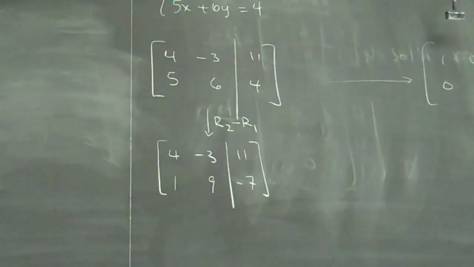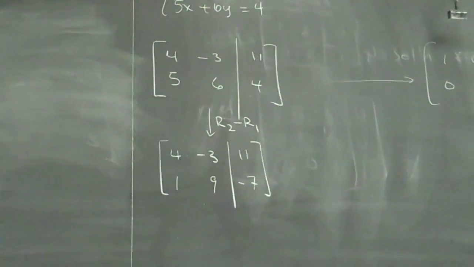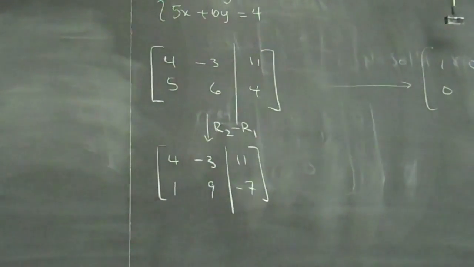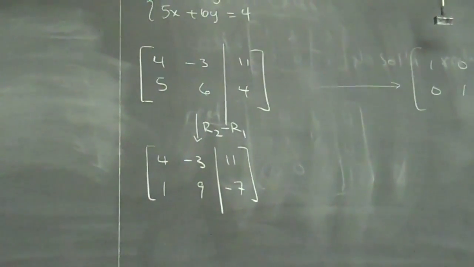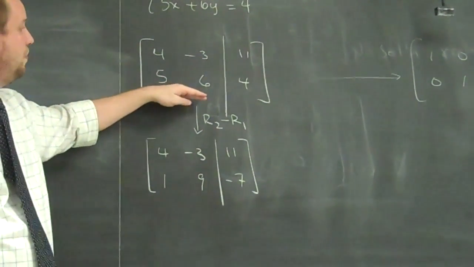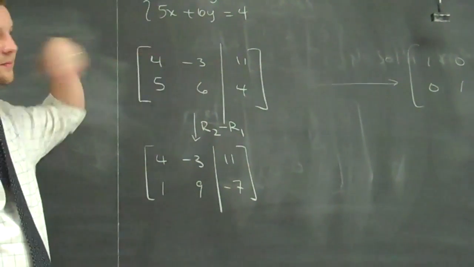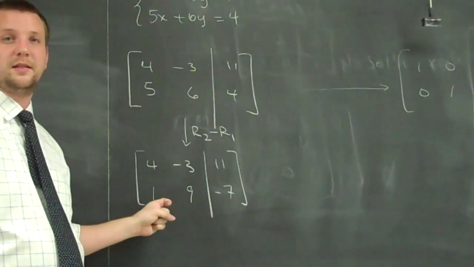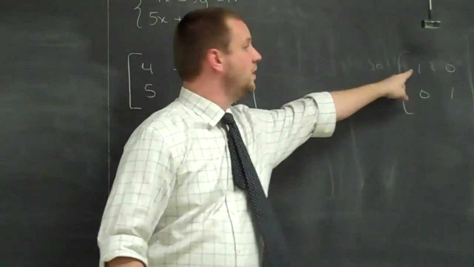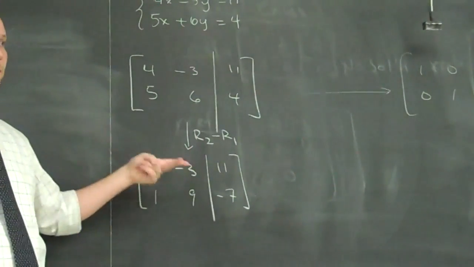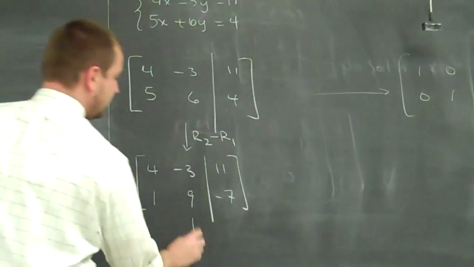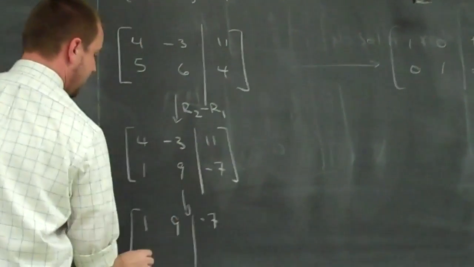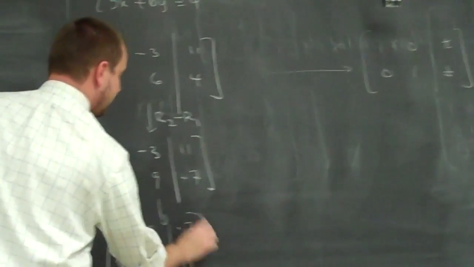Okay? Now, next up, would that be the interchange? No, that's this one right here. I substituted this row with this row plus -1 times this row, really. Now this gives me a 1, but the 1's in the wrong place. In the first column, I want the 1 up there. So I'm going to switch row 1 and row 2. So I'm going to do 1, 9, -7, and 4, -3, 11.